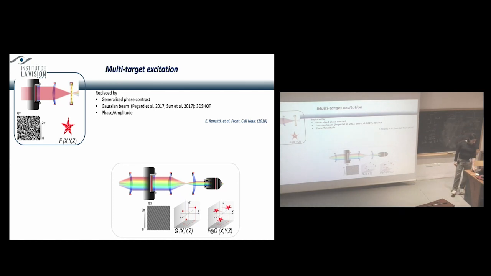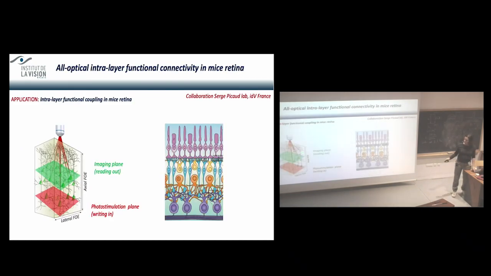I have a few examples of where we do 3D, but I will probably skip the first one because I want to show you the last part. 3D is interesting not only because we want to reach multiple cells in 3D, but also because we eventually want to decouple the imaging from the photostimulation plane.